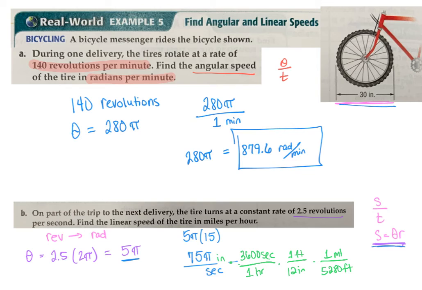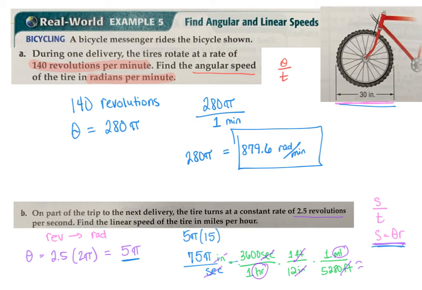What you want to do when you do conversions, if it's been a while since you did them, is make sure you have converted everything. So my inches canceled out with inches. My seconds canceled out with seconds. My feet canceled out with feet. So I'm left with miles per hour, and that's exactly what I'm trying to find, okay?